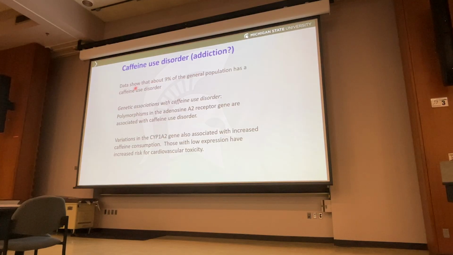of salt. So approximately, almost 10% of the general population has caffeine use disorder, and then there are specific genetic associations with this disorder. Polymorphisms in the A2A receptor gene have been associated with this use disorder, and then variations of CYP1A2 have been shown to be associated with increased caffeine consumption, and then those with low expression have shown increased risk for cardiovascular toxicity, just simply because you can't clear it out fast enough. And the more negative effects have a larger chance of presenting themselves.